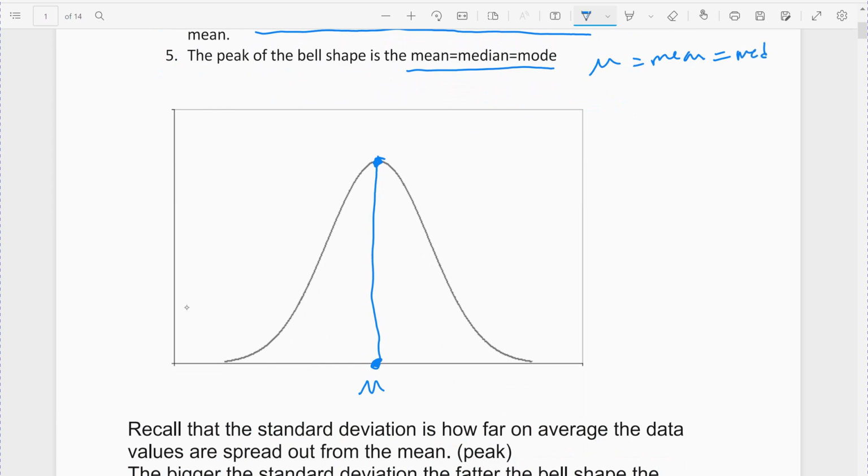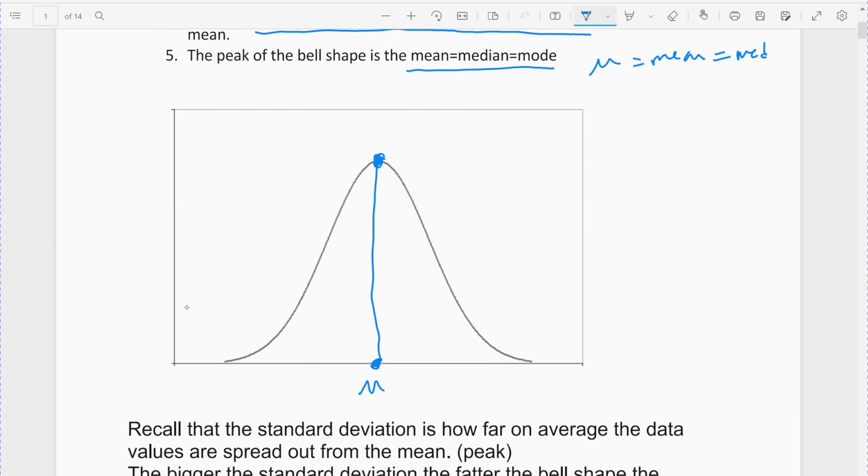All right, and so again, that peak represents the average, the mean. That peak is also the median. It's the middle value. Half of the data is above it, 50% is above, 50% is below, and it's also the mode, right? The peak means that's the highest value, meaning that point occurs the most often, whatever that value is. That value occurs the most. So it's the mean, median, and mode.